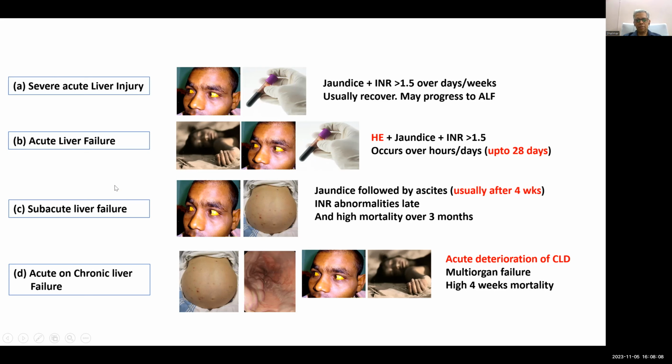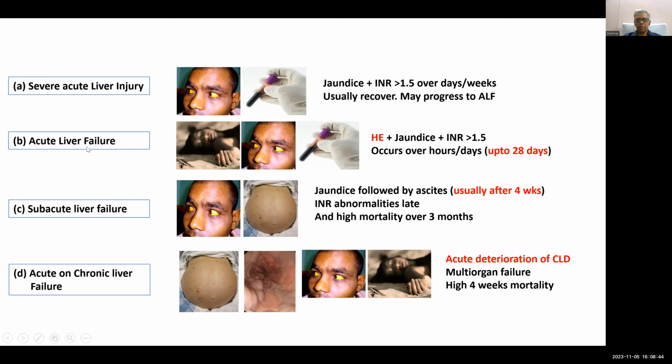This entity was something which we used to describe in the late 1980s and 90s, but of late this term is not commonly used. There is a new entity which has come up, which is acute on chronic liver failure. In contrast to acute liver failure, here we are talking about a disease state in which there is already a presence of cirrhosis. So any deterioration which occurs on an underlying liver disease is called acute on chronic liver failure. This syndrome may also have multi-organ failures and is associated with high mortality.